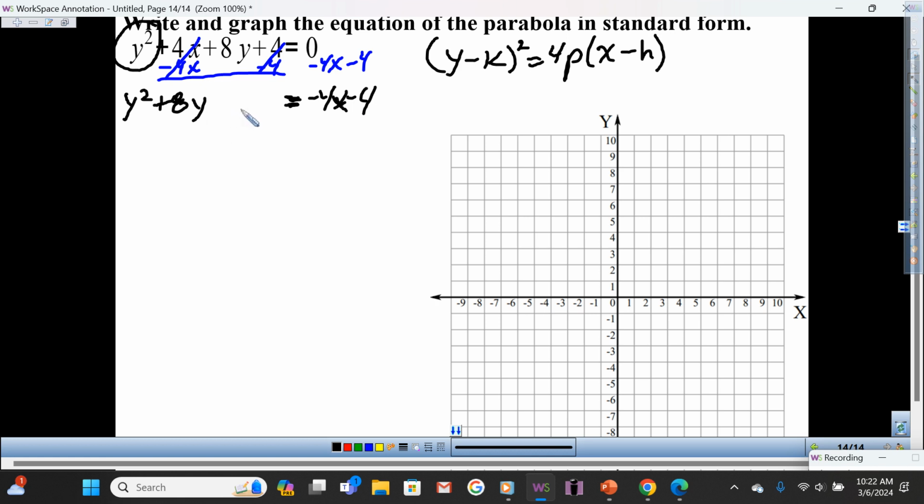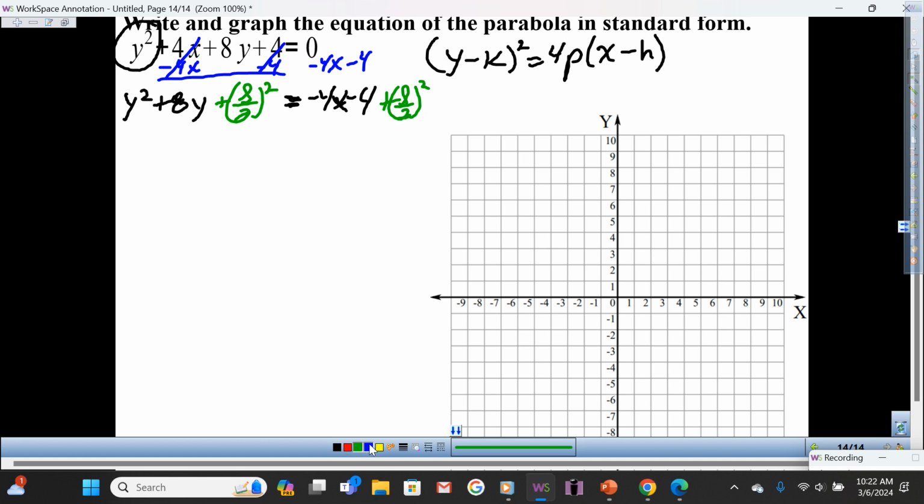Tell your neighbor how to complete this square right here. How do we complete the square? Then Brandon's going to enlighten us. Brandon: 8 over 2 squared to both sides.